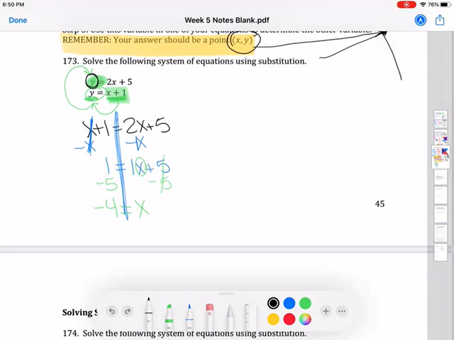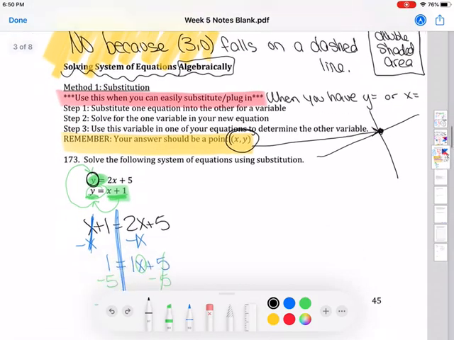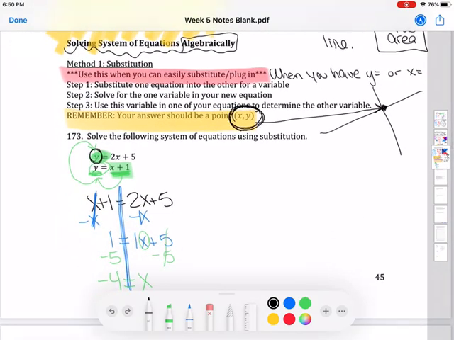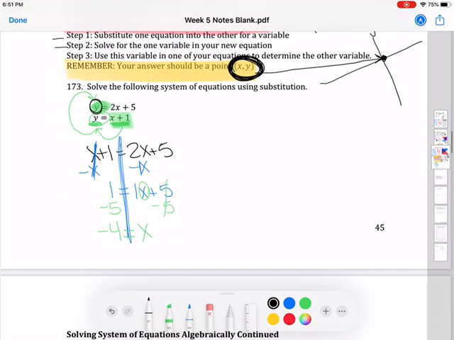Now here's the big downfall with solving algebraically instead of graphically. You have to remember this idea right here, that your answer, I should say, needs to be in that point x comma y format. So we did step 1 by substituting in the variable. That was this right here. Step 2, we already went and did. It says solve for the one variable in your new equation. So we solved for x. I know that's part of my answer.